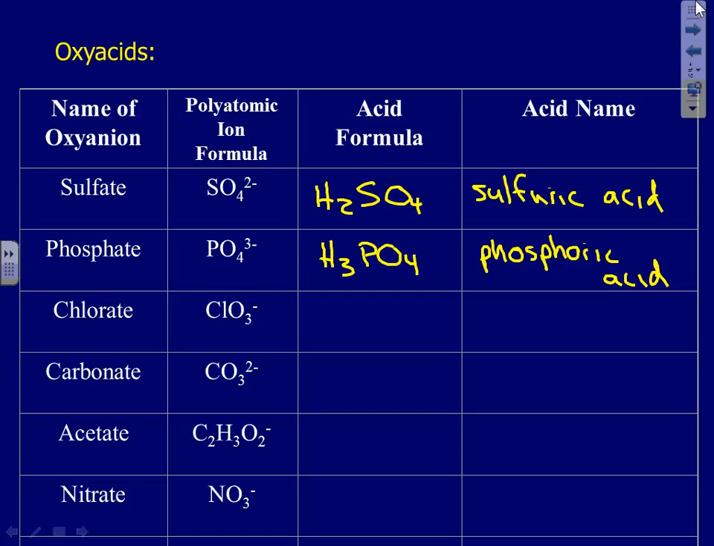Chlorate. That's just a -1. We don't put the 1. What's the formula of the acid going to be? What's the formula of the acid going to be? Sorry? That's a 1, -1. What are you looking at? Sorry? In the middle. Oh. No, that's not a 1 in the middle. That's an L.